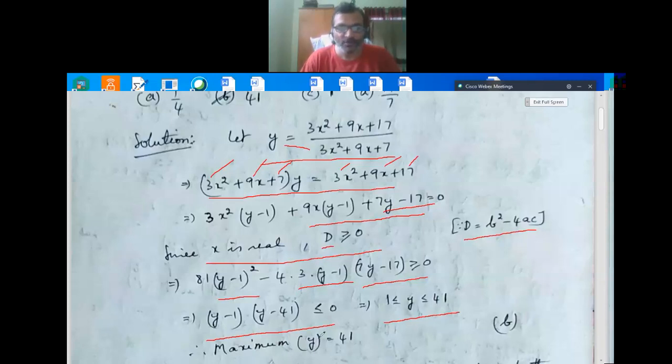So now from this you can make out the maximum value of y is here, that is 41. So the maximum value of y is 41. I hope you have followed it.